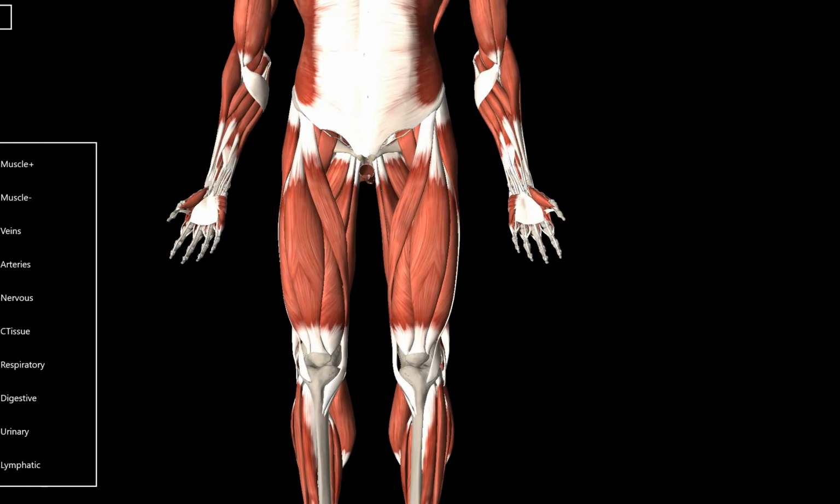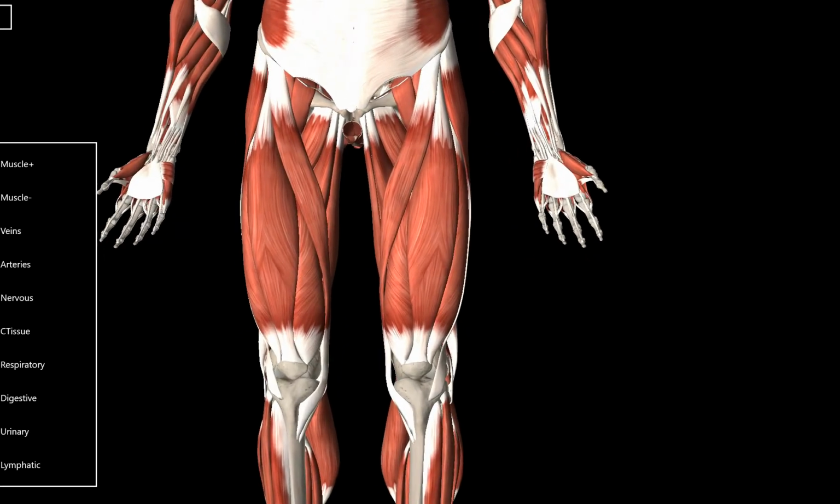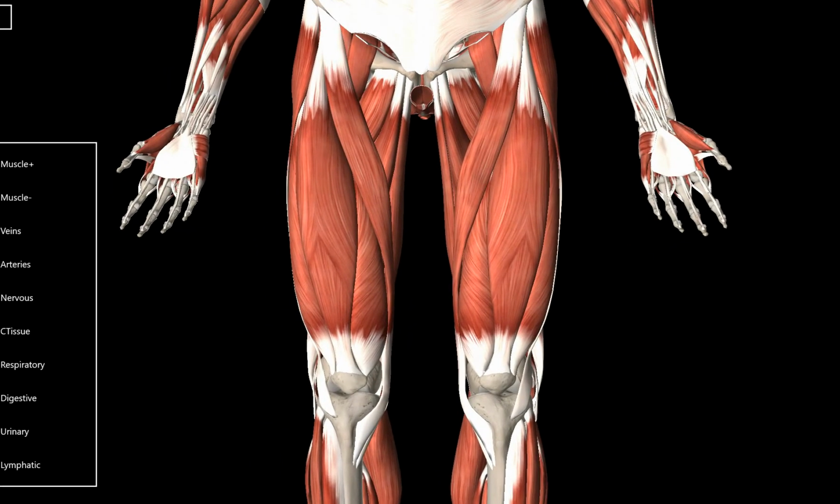We're going to look at the quadricep group. Okay, so we have an anterior view, and we'll zoom into the front of the thigh here. So quad is 4, so we're going to look at 4 different muscles. Let's do a quick rundown.